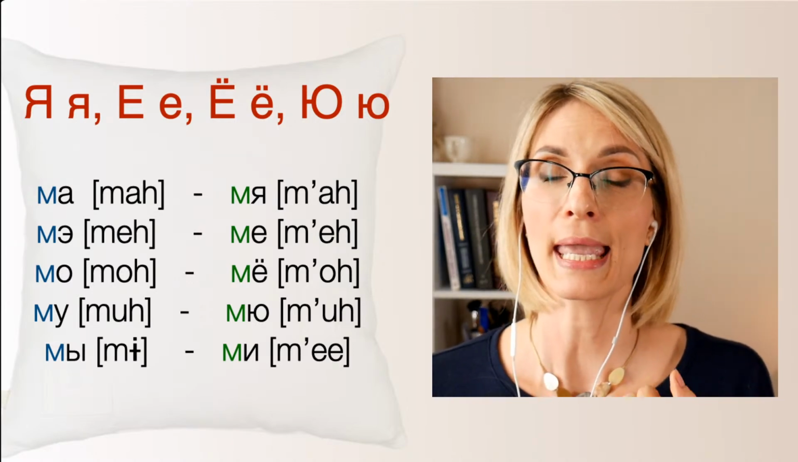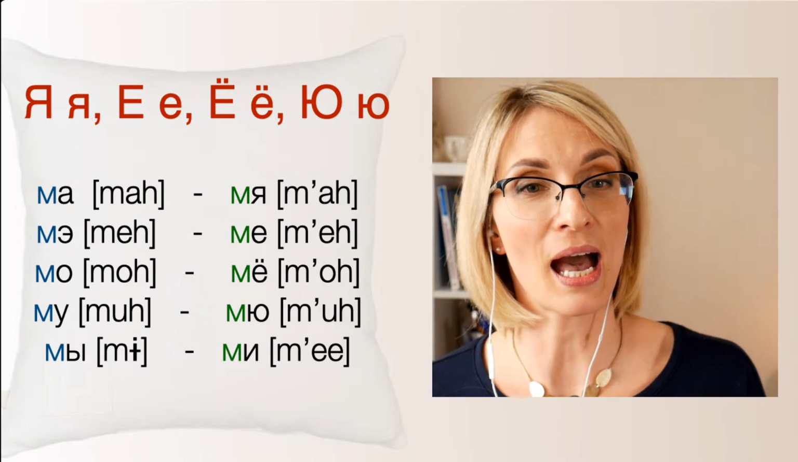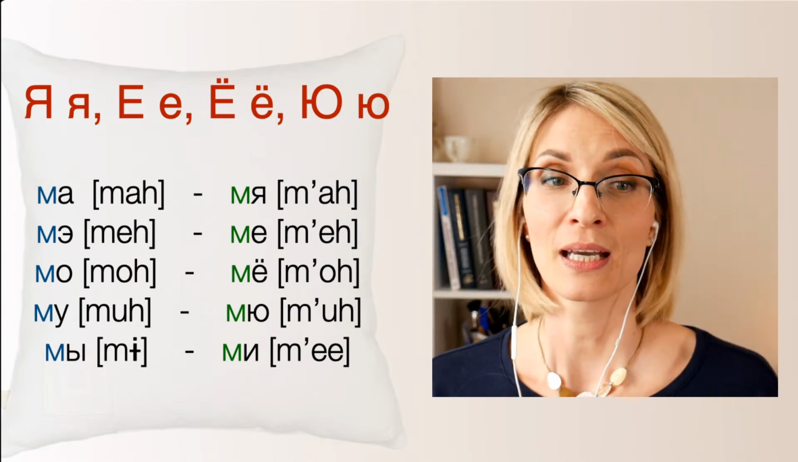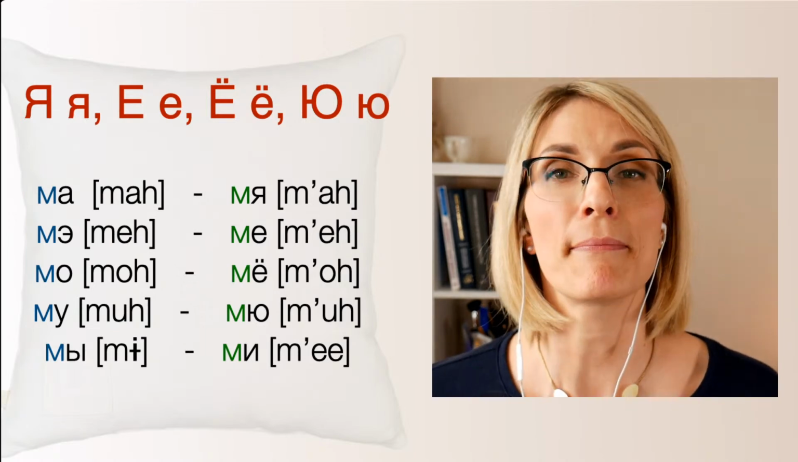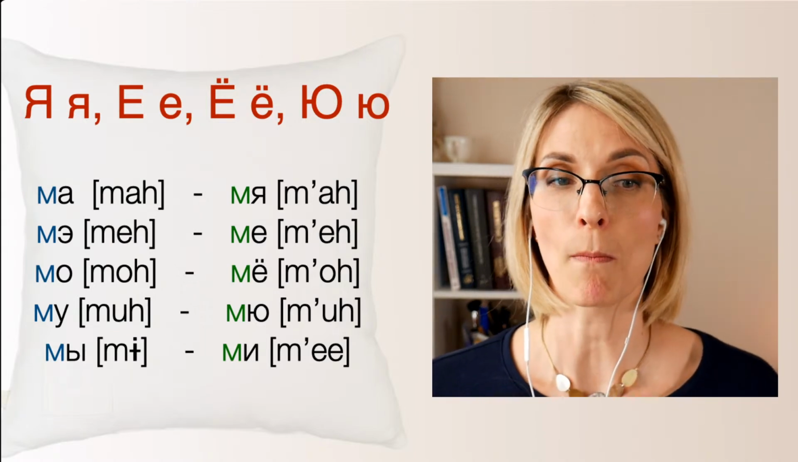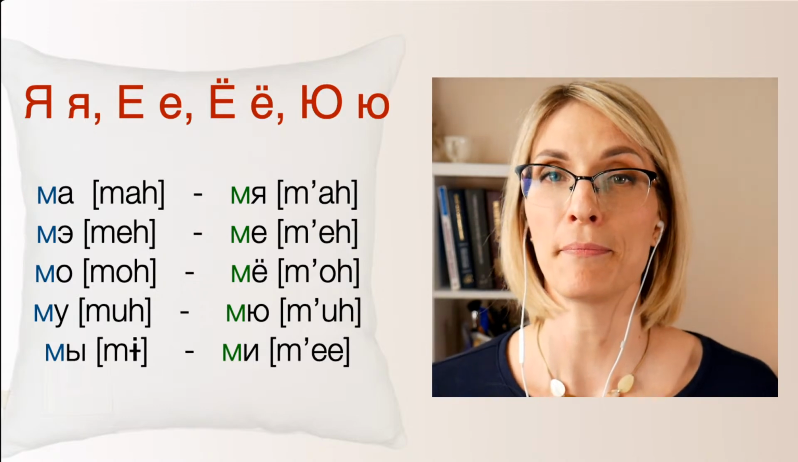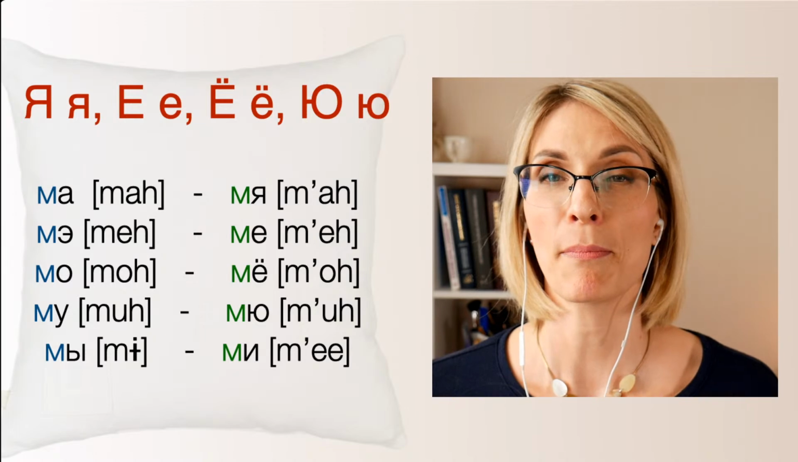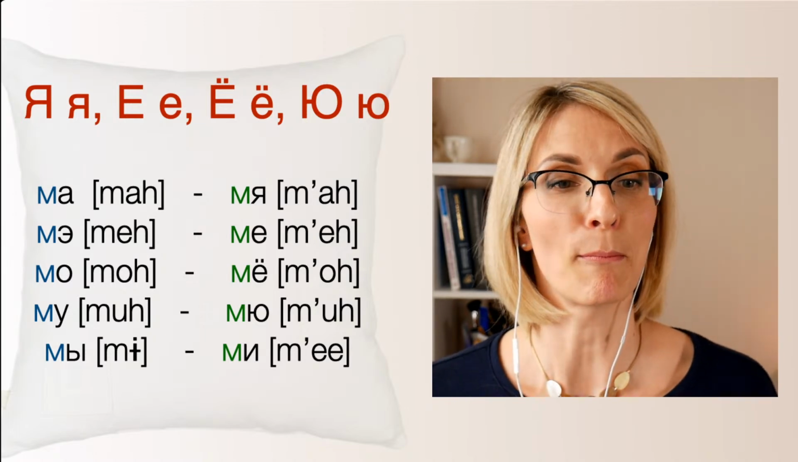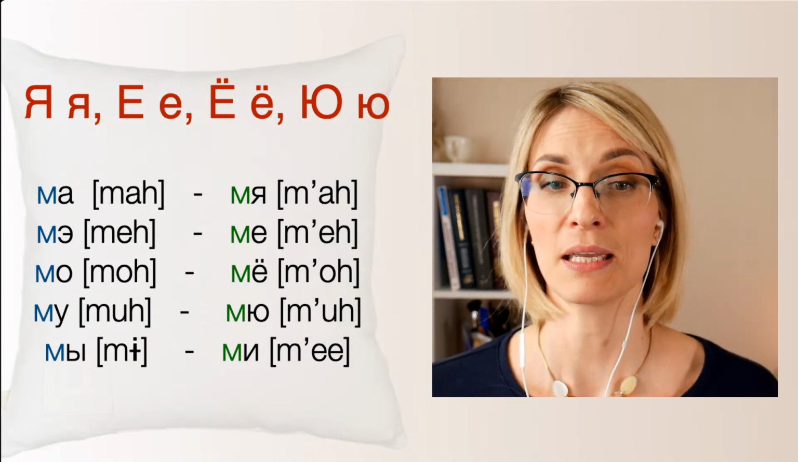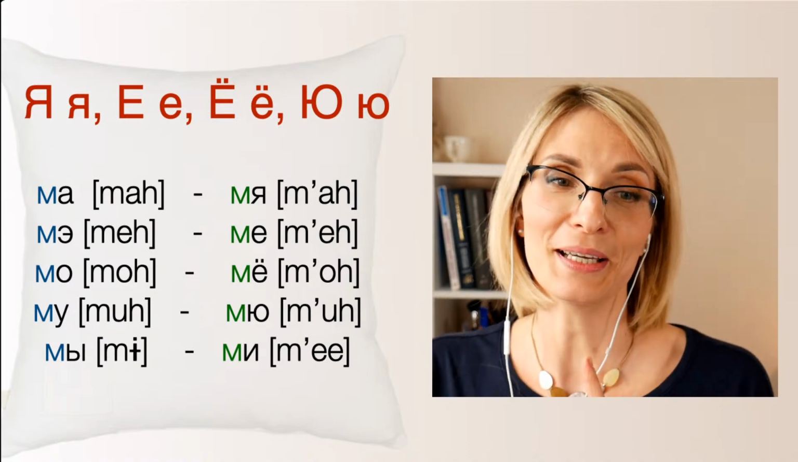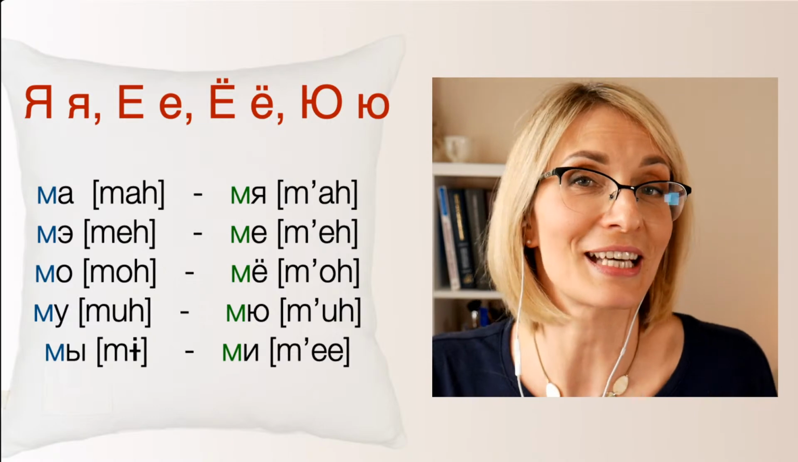Ma, mya, mya. Good. Me, mo, myo, mu, myu, mu, mi. So this, if you can't pronounce r, that's fine.